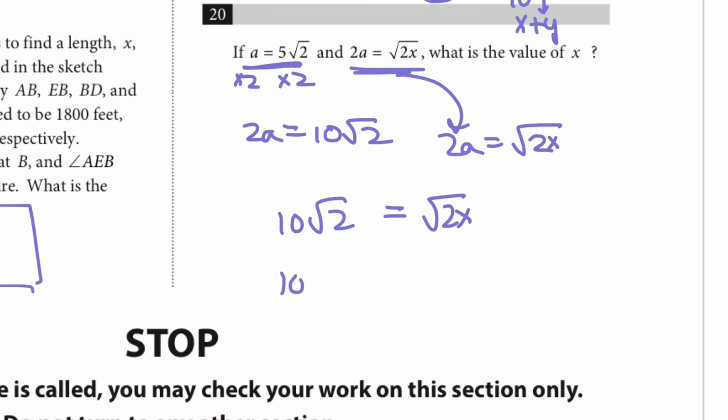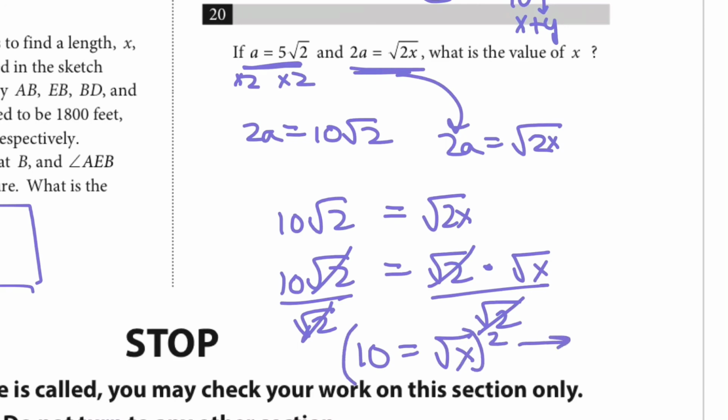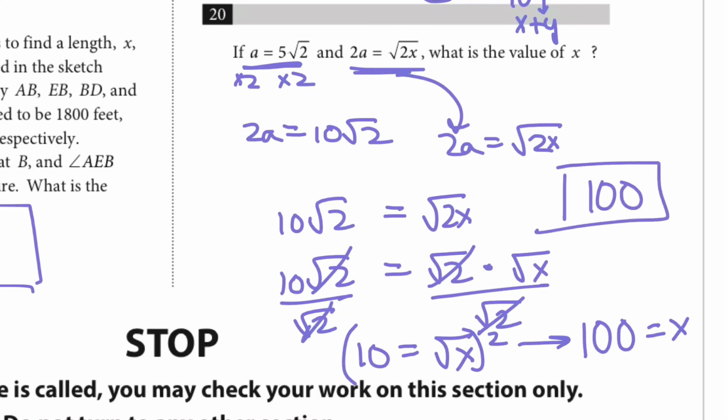I can write this in a different way. So 10 square root of 2 is equal to square root of 2x, and square root of 2x is the same thing as square root of 2 times square root of x. I can divide both sides by square root of 2 and they cancel out. So I get 10 is equal to the square root of x. Then I square both sides to get rid of the square root on the x, and I get 100 is equal to x. So you should grid in the number 100.